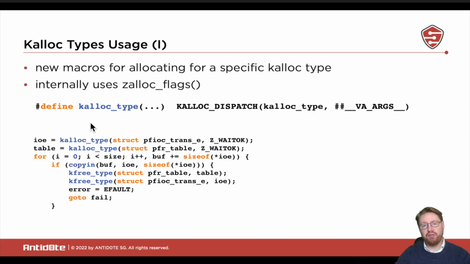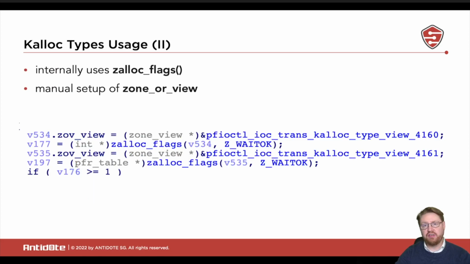Internally, all of this is implemented by using zalloc_flex. And when you look into decompilation, you can actually see how this works. This is similar code, but uses zalloc_flex. And as you can see here, what they actually do is create a so-called zone view and set this up manually in the code. Because they use this to specify what type they're interested in, and then they use zalloc_flex to allocate via this view. And that's the whole magic of using kalloc type under the hood.